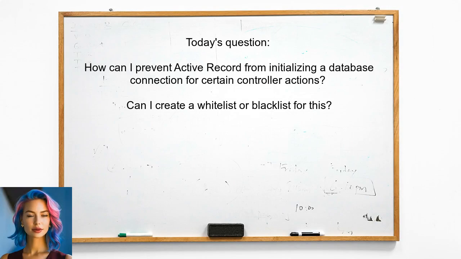Here's the specific question we're addressing today. One user asked how to prevent Active Record from initializing a database connection for certain controller actions. They want to know if they can create a whitelist or blacklist for this purpose.